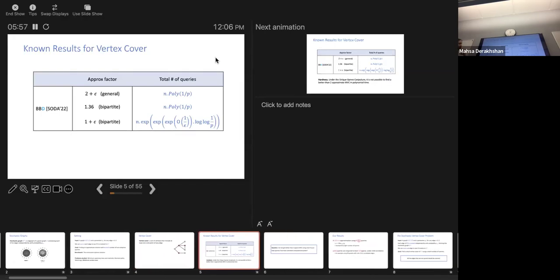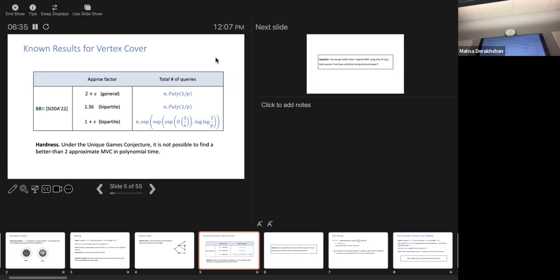So the known results for minimum vertex cover in this setting for general graphs: before our work, there was a 2 plus epsilon algorithm using n times polynomial queries. This is tight for getting any constant approximation. For bipartite graphs, this is slightly better. And if we allow exponential dependency on 1/p, then you can get better approximation. But we are interested in a tight number of queries.